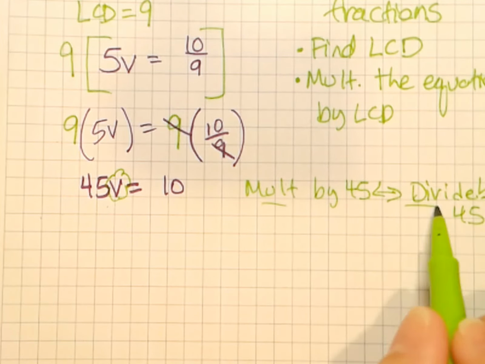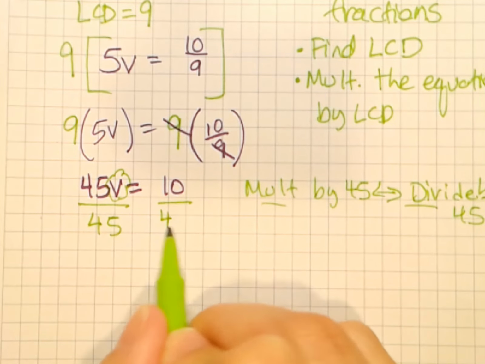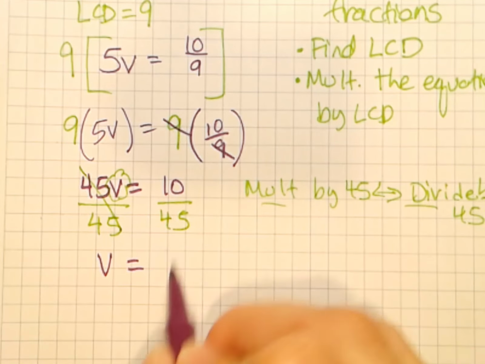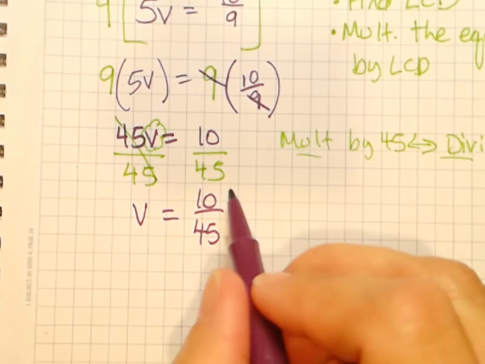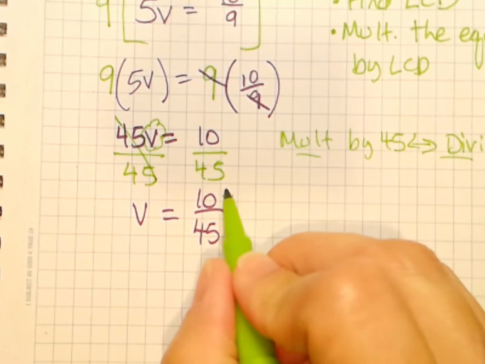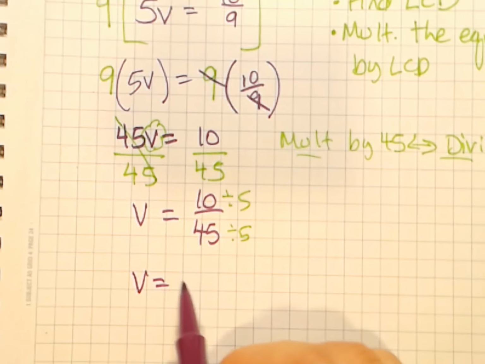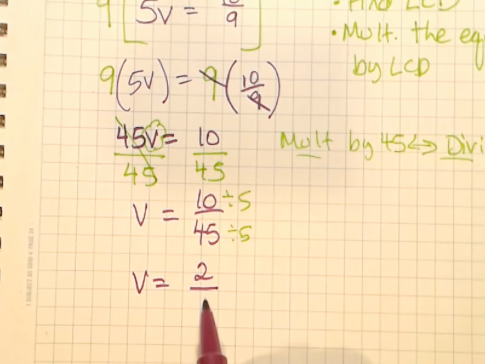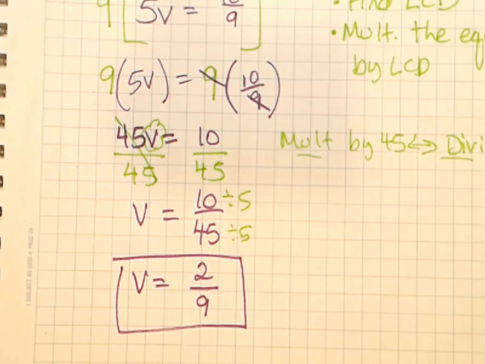Remember, those are inverse operations. So I will divide both sides by 45. The 45s divide out, which gives me the v. And now I have 10/45, and I have to simplify that. These two have a 5 in common, so I'll divide them by 5. So my final answer will be v is equal to 10 divided by 5 is 2, and 45 divided by 5 is 9. So here's my final answer. V is equal to 2/9.